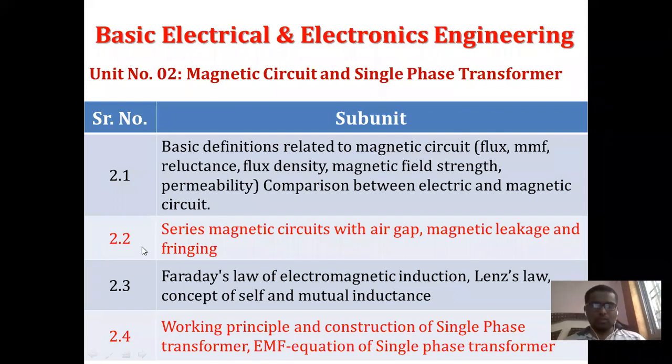So all of you, please try to write the second point. Series magnetic circuits with air gap, comma, magnetic leakage, and fringing. Just check the spelling. So this is about the second point.